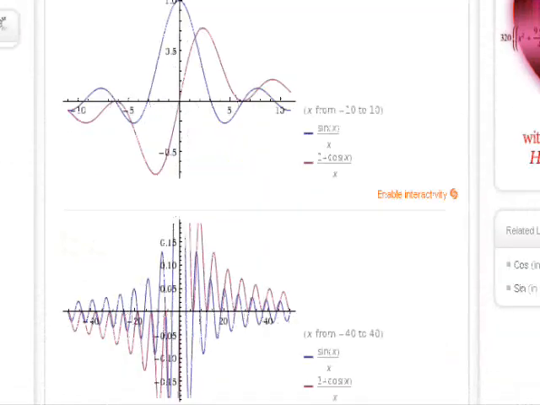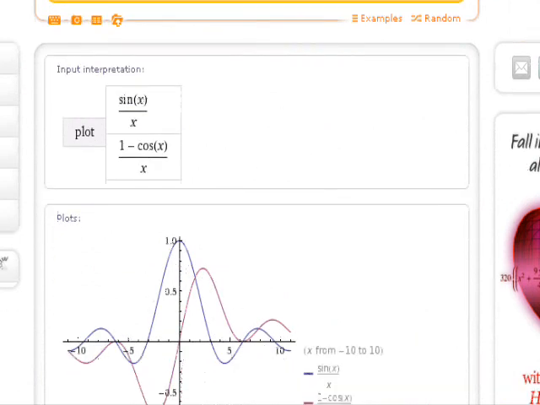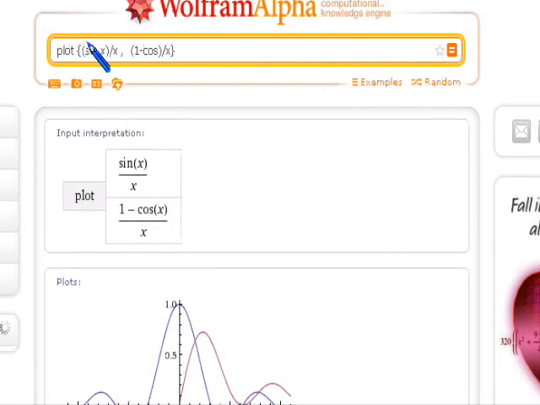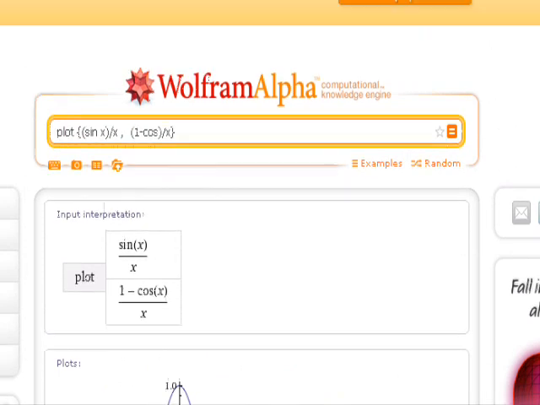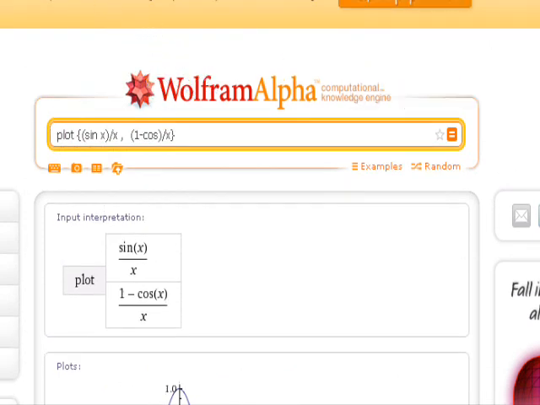So here, I went into Wolfram Alpha, which is www.wolframalpha.com, and I asked Wolfram Alpha to plot for me sine x. I said plot, and then the brackets, plot sine x divided by x, comma 1 minus cosine. Oh, sorry, I was supposed to put an x in here. I'm glad that I caught that.